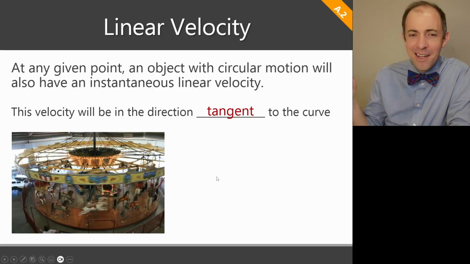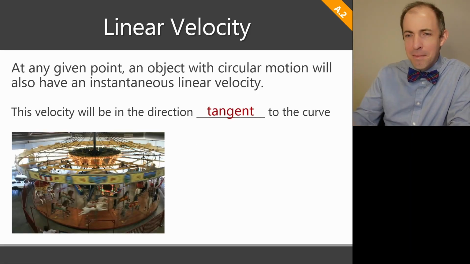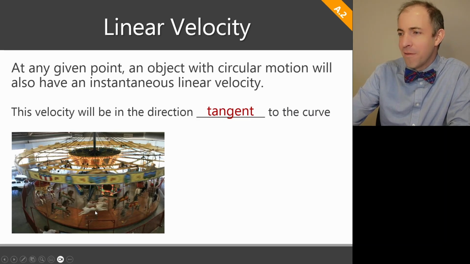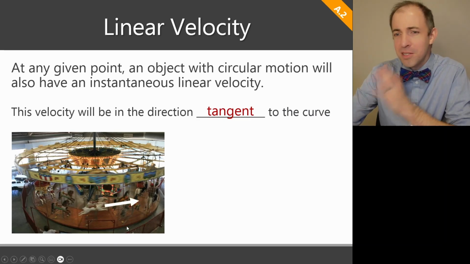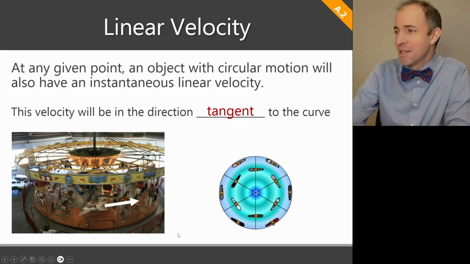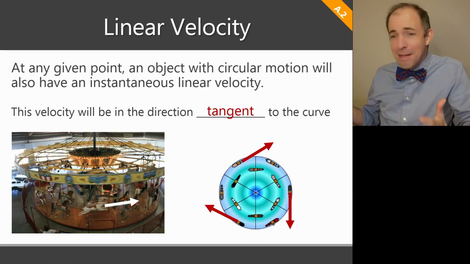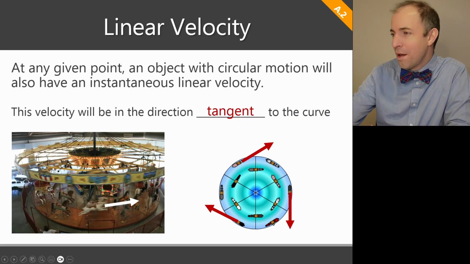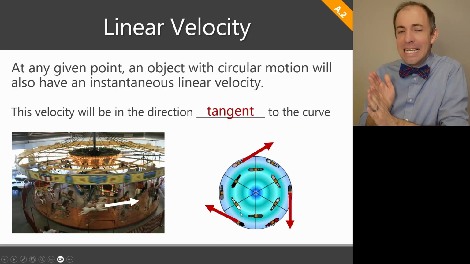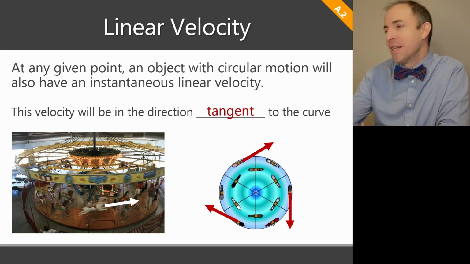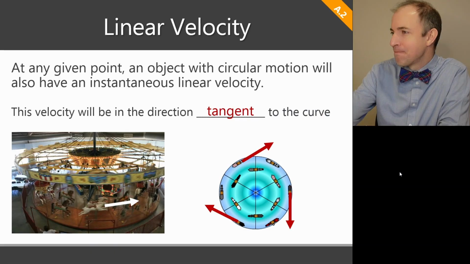So imagine you're on a carousel here, a merry-go-round. Tangent to the curve is basically the direction that the horse is pointing at any given instant. Or here, if we look at the top view of this, at any moment, tangent to the curve, each one of these horses has an instantaneous linear velocity pointing in the direction that the horse is pointing.